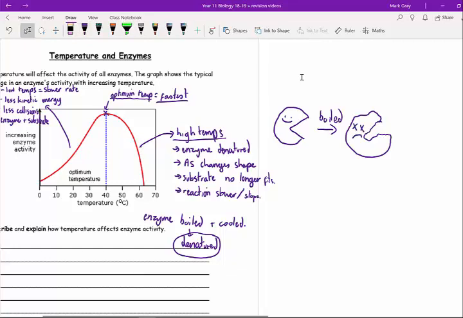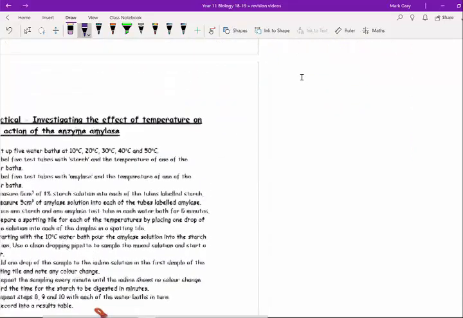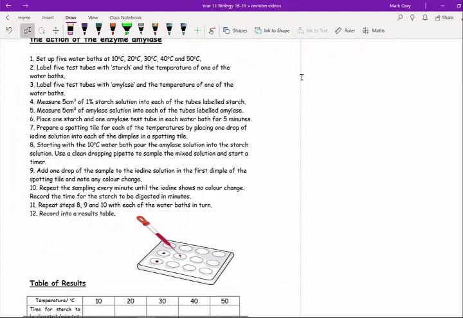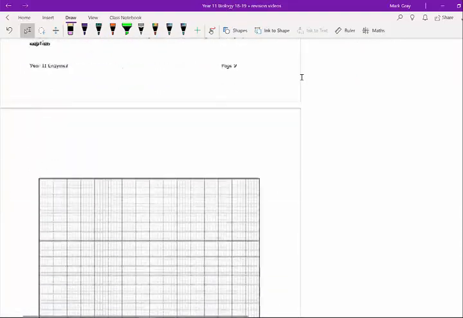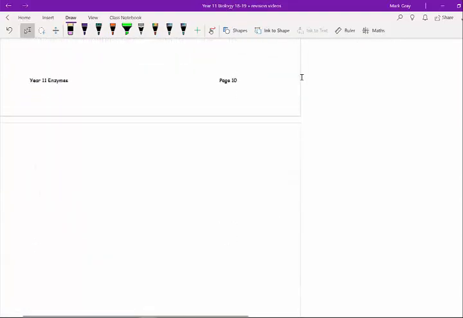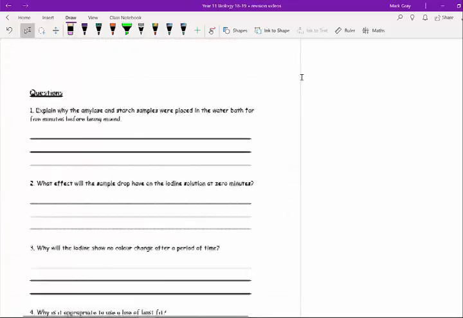Now, you can't undo denaturing an enzyme. So if this has been denatured, you can't go back in time. Once it's denatured, it's denatured forever. Now, this experiment, oh, what a nightmare. I can't even bring myself to do it. Okay, so, tell you what, we are going to leg it past this.